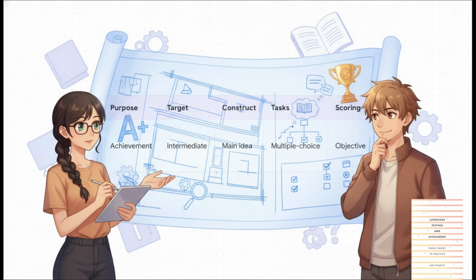Fulcher provides a brilliant framework for this. It forces you to map out everything systematically. It defines the purpose, like an achievement test. It specifies the target population, say intermediate young adults, and it clearly lists the specific construct, like reading for main ideas versus reading for specific details. Oh, I see. And then it literally lists the task types like multiple choice or gap filling alongside the exact scoring procedures. Wow, it is truly like an architectural blueprint for a house, but for a test.